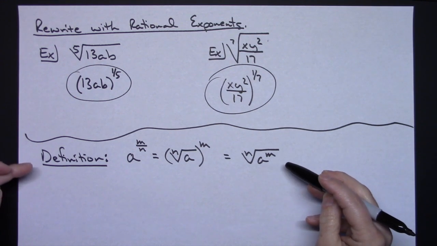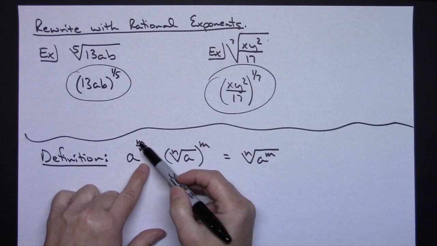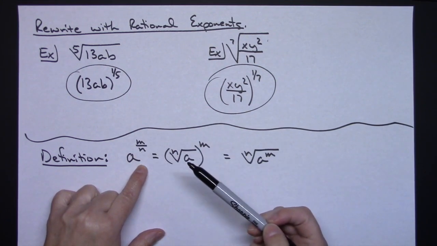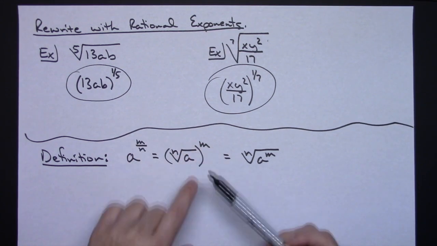Now the second definition that we're going to do is pretty much the exact same thing, except it's not going to have a 1 in the top. This rule also works for any fraction, so m over n. The denominator is always the root. The numerator is what's being raised to.